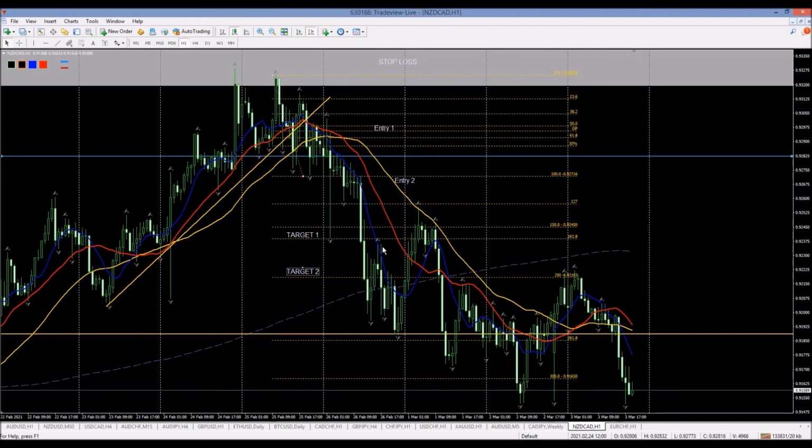The idea is to make money trading Forex. So if you see these setups happening, you're able to get in, you're able to make some money.